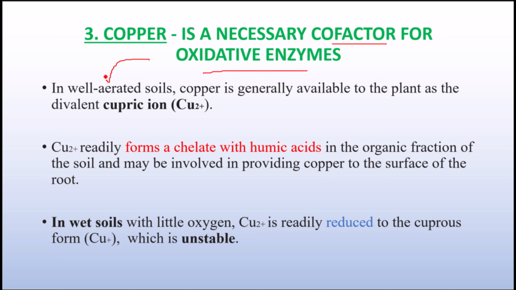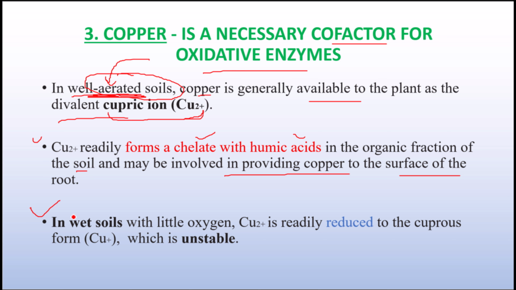In well aerated soil, copper is available to the plant as the divalent cupric ion, and this cupric ion forms a chelate with the humic acid in the organic fractions of soil and is involved in providing copper to the surface of the root. As compared to wet soil where little oxygen is present, the cupric ion is reduced to the cuprous form, and this cuprous form is unstable and the plant cannot take it up.